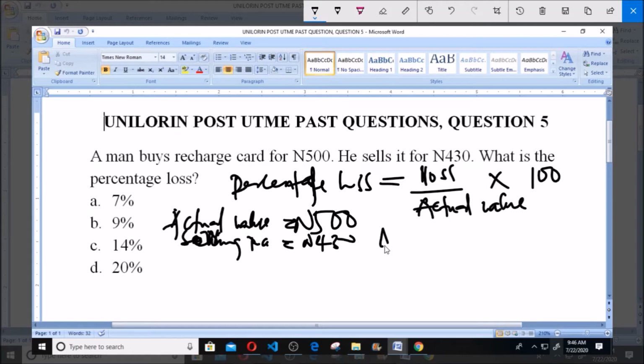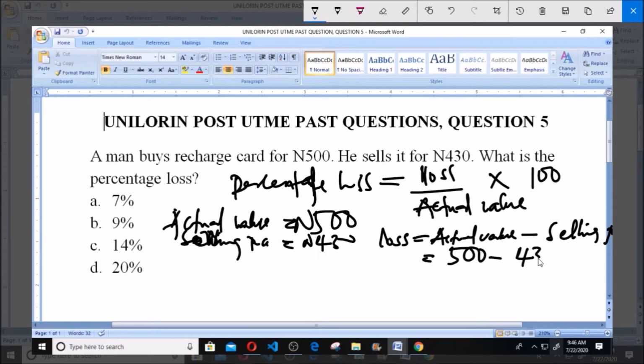Now your loss is equal to the actual value minus the selling price. Our actual value was 500 minus the selling price 430, and 500 minus 430 will give you 70 naira. So 70 naira is the loss.